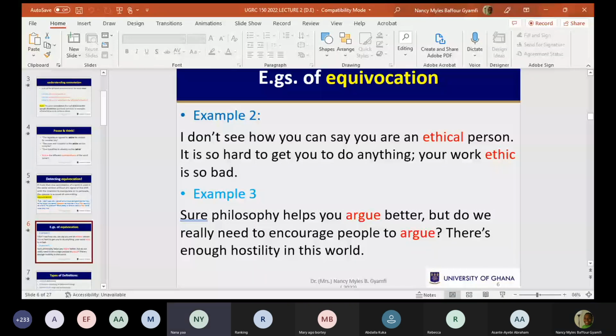Okay, example 2. I don't see how you can say you are an ethical person. It is so hard to get you to do anything. Your work ethic is so bad. The equivocation in this is straightforward. The first use of the word ethical is connoting what? Righteousness, something about morality. What is right, morally speaking?